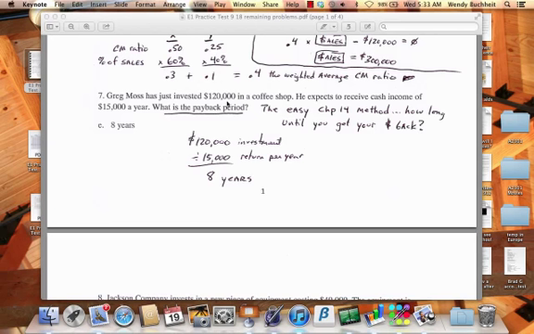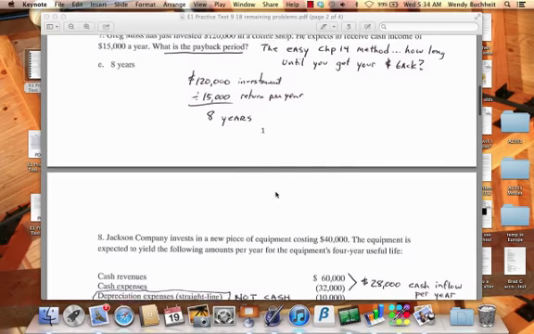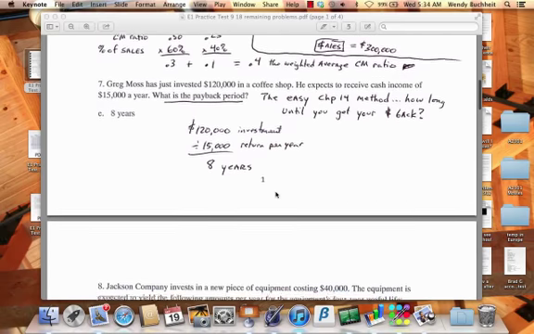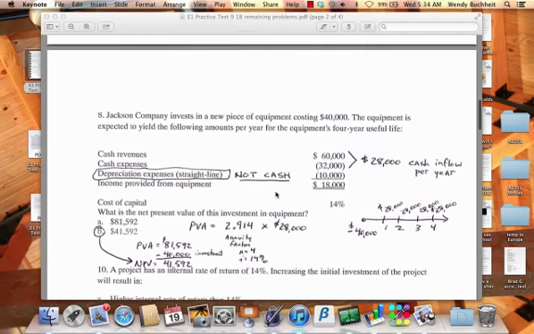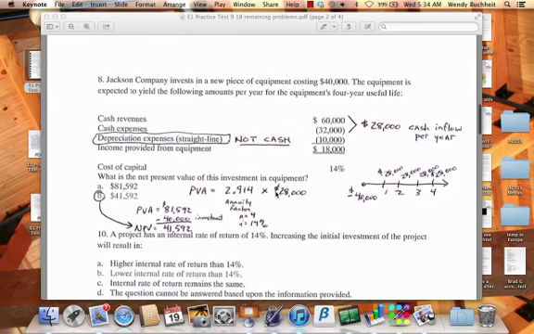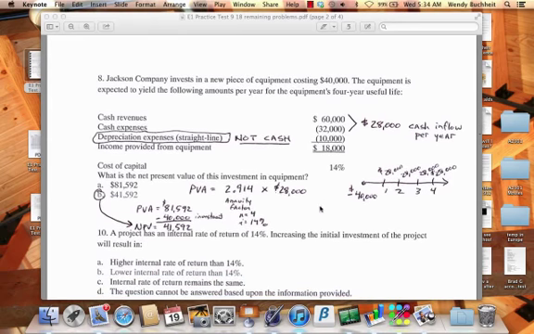Right, so if you put 120,000 into a coffee shop, that's your investment, and you expect to earn 15,000 a year. Take your investment divided by what you expect to get per year, and it'll take you 8 years to get your money back. No time value of money in a payback period problem. All right, here is a problem with time value of money.